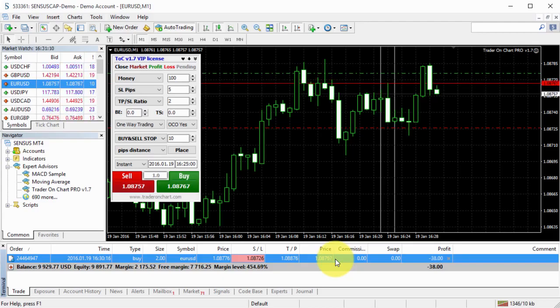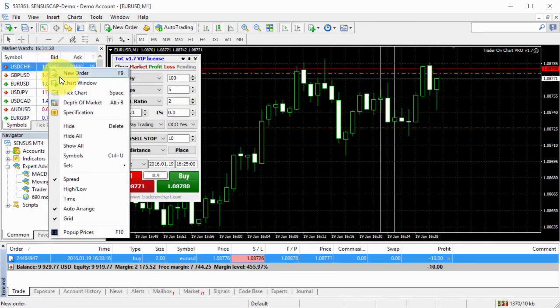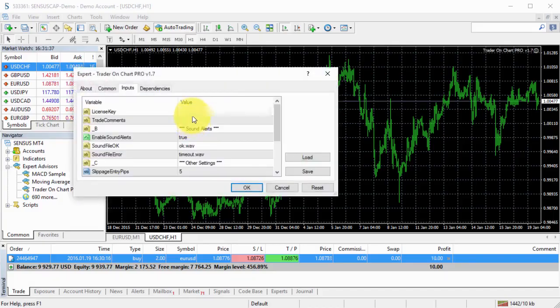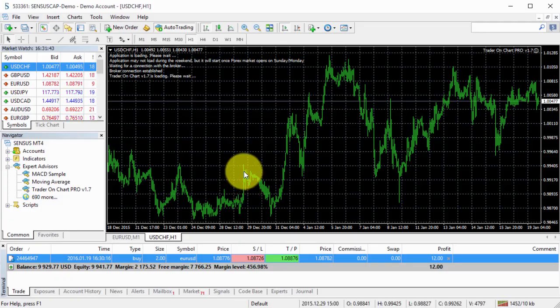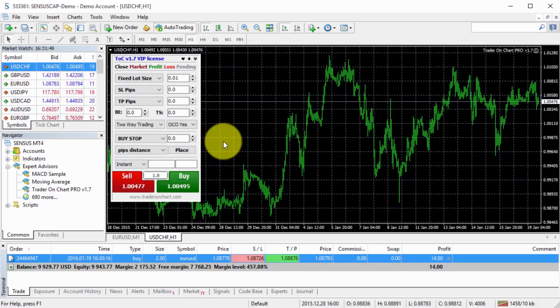But when you use such application, it really makes the trading easier for sure, because you can load it on as many charts as you want, and you can just switch between charts. So let me show you. I can open, for example, dollar franc, and I can add application as well. I just drag it on the chart. I put my license key, click OK. Application will load, and now I have application on the second chart as well, so I can place trades too.